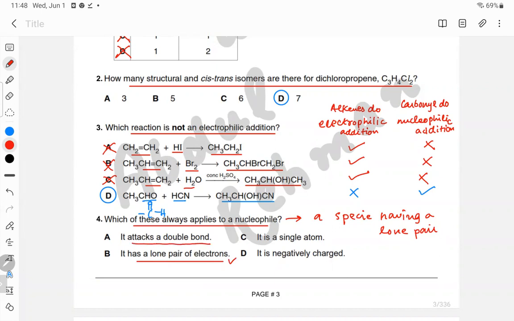It attacks the double bond. That is wrong. It is a single atom, not every time. So it's wrong. It is negatively charged, not every time. So it is also wrong. So our correct answer is B. Is this clear to everyone?